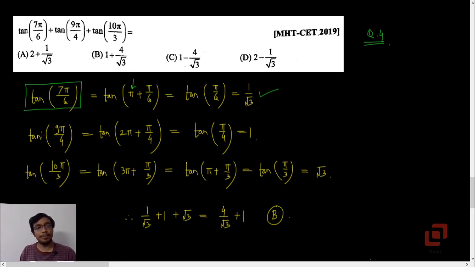Okay, now 9 pi by 4 is in the first quadrant because it is coterminal with pi by 4. And tan of 2 pi plus theta is tan theta. So this will be 1 because tan 45 is 1. Yes. Last one, tan of 10 pi by 3.